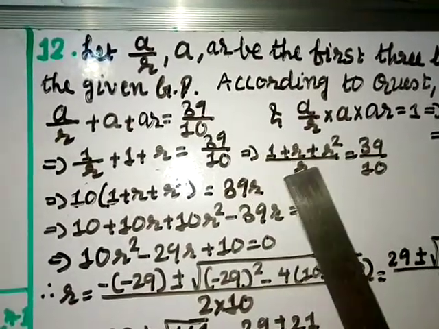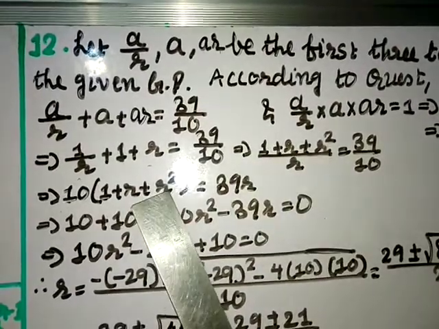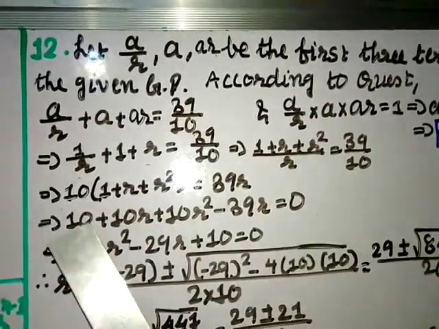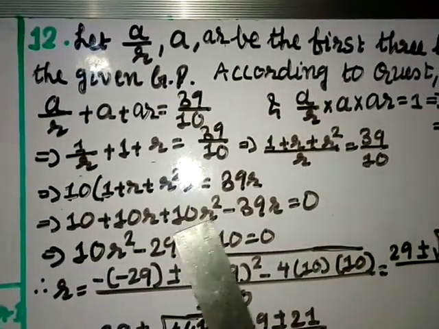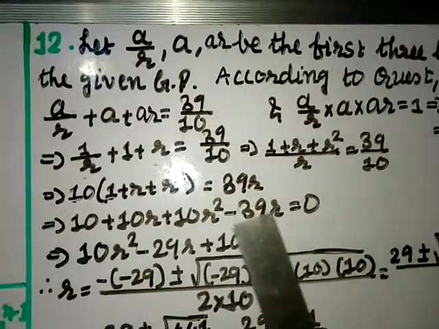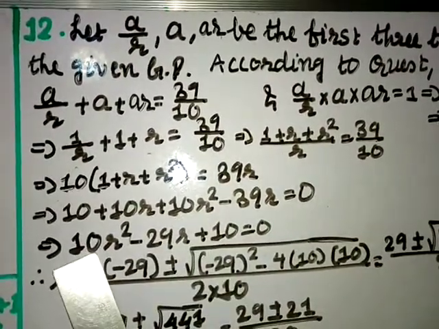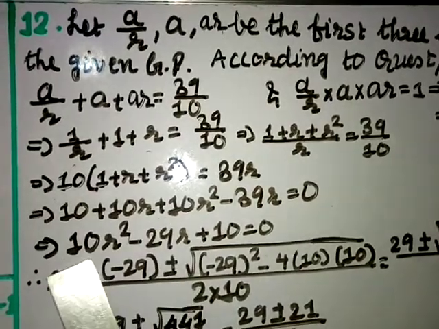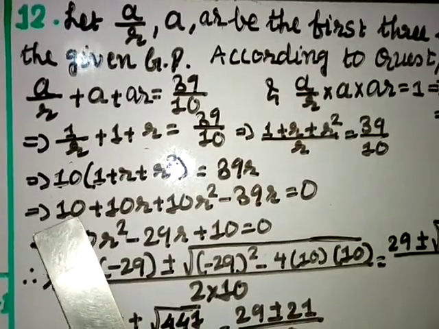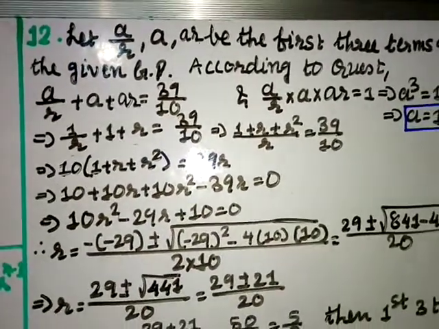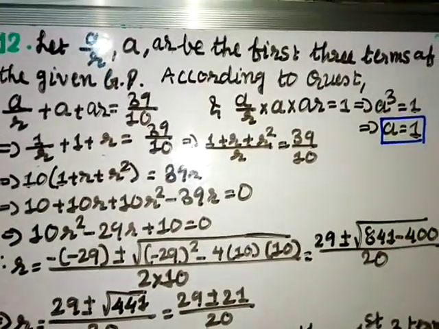10 transfer over here and r transfer over here. So 10 into 1 plus r square equals 39r. 10 multiplied inside, so 10 into 1 is 10, plus 10r square. This 39r transferred over here becomes minus 39r equal to 0. This you can rearrange as 10 r square, and 10r minus 39r will give you minus 29r plus 10 equal to 0. Now this is a quadratic equation in the variable r. So we can solve using the quadratic formula.